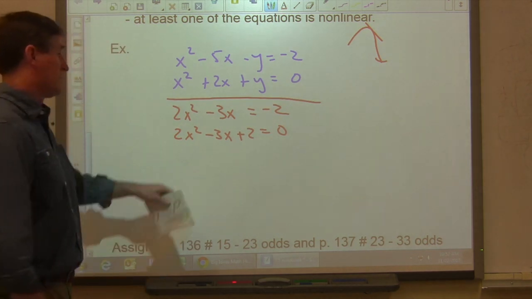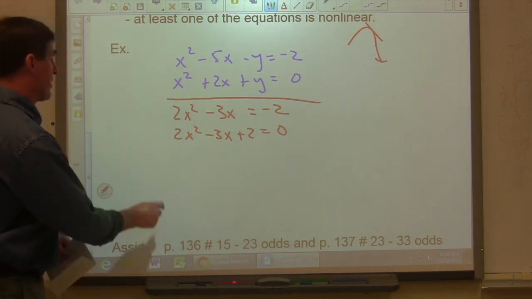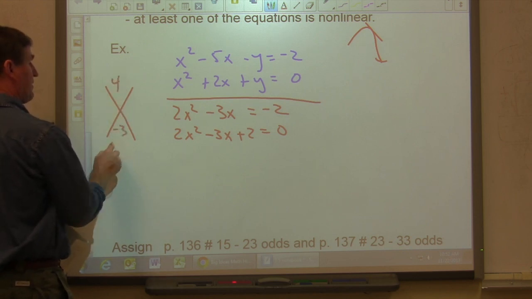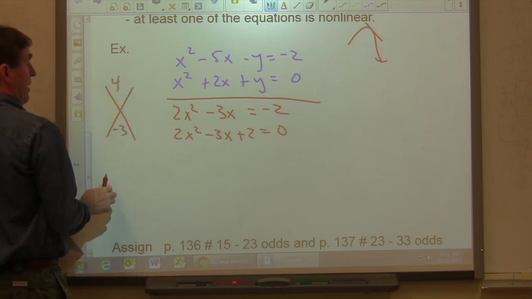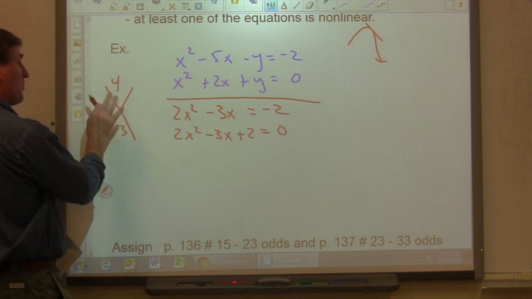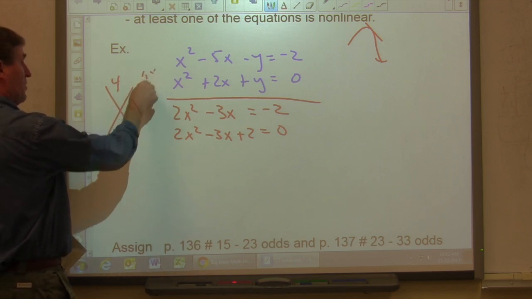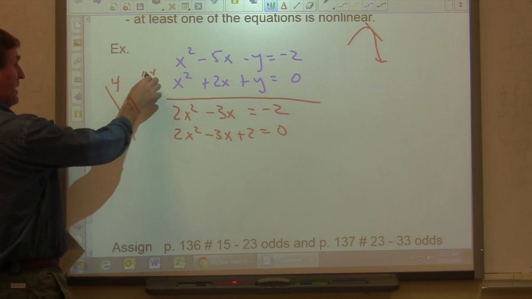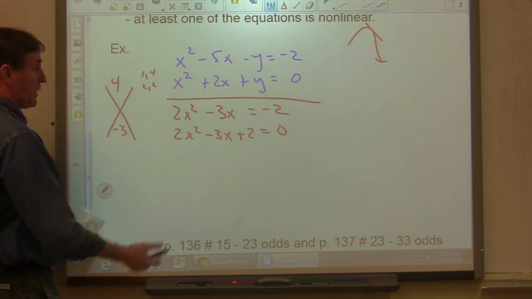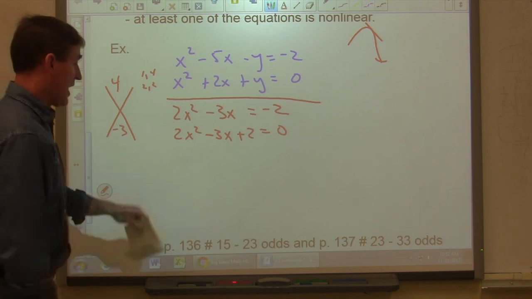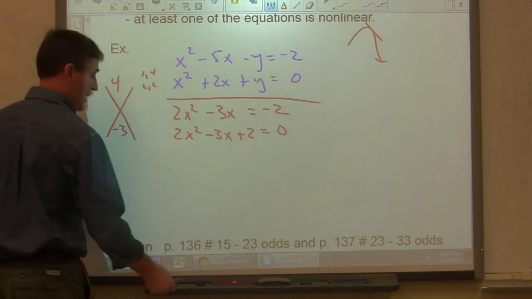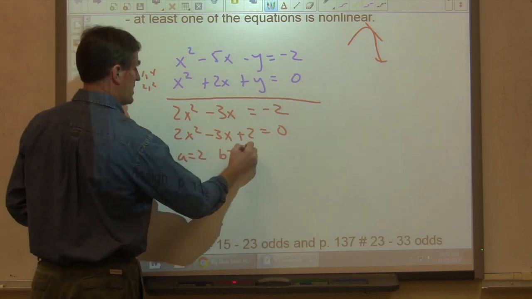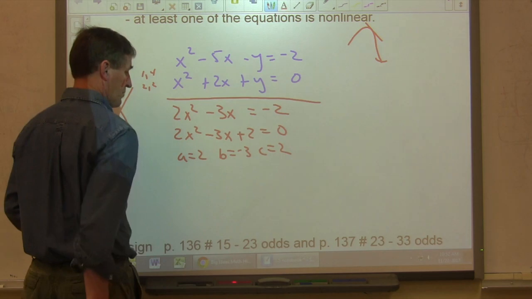So again, you can always use the quadratic formula, but I'm going to go ahead and try to factor again. So we get 4 and negative 3. Now, since it's positive, the only factors of 4 are 1 and 4 and 2 and 2. And none of those will add up to 3 because they both have to be positive or both have to be negative. So in this case, it's not factorable. We have to use the quadratic formula. So our a is 2, our b is negative 3, and our c is 2.